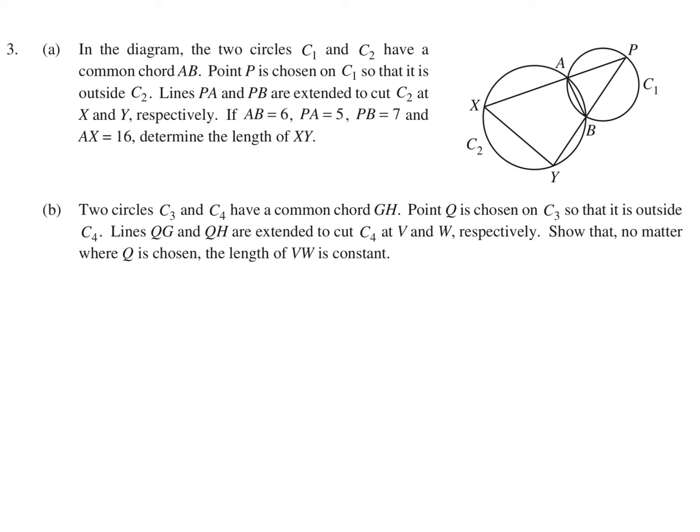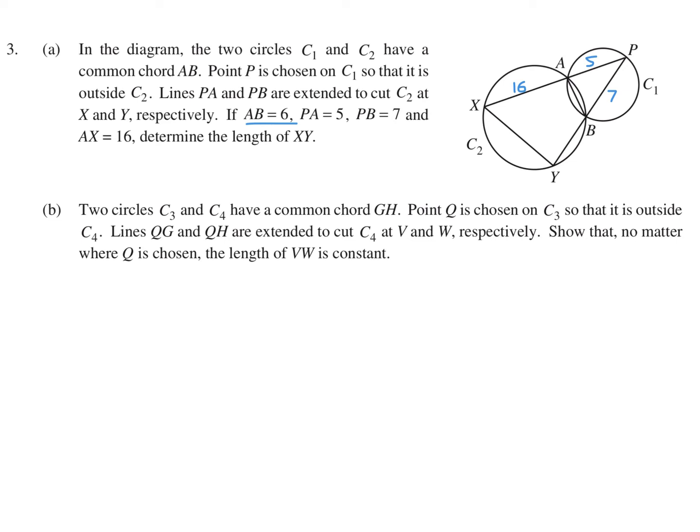Let's label this. We've got AB is 6, so this guy in here is 6, I guess. And then PA is 5, and PB is 7. AX is 16. And what do they want? XY. So they want that, I guess. All right, where do we start here? Well, I think we're going to have to label a few things here.